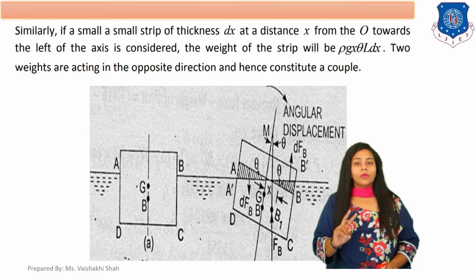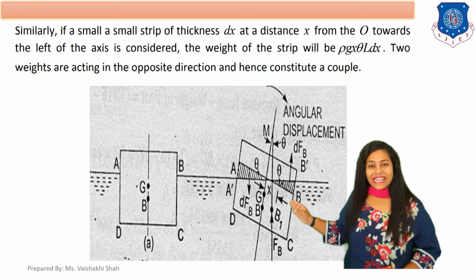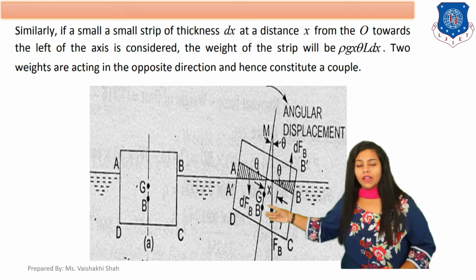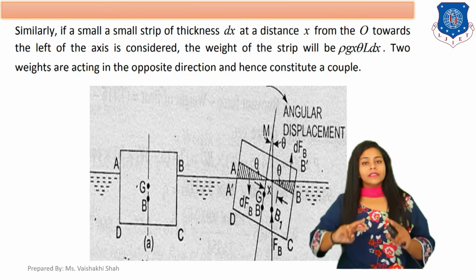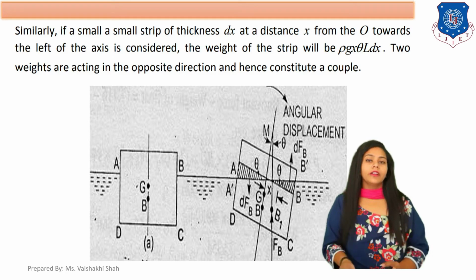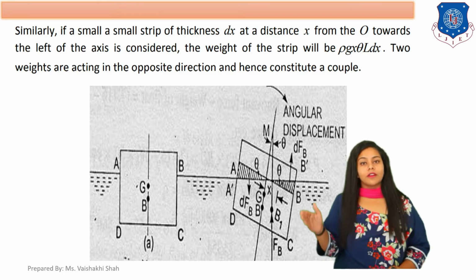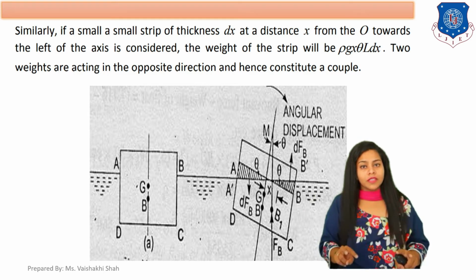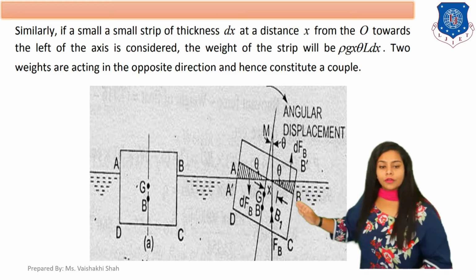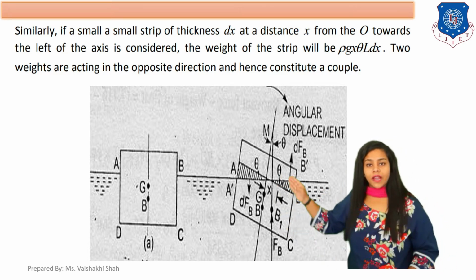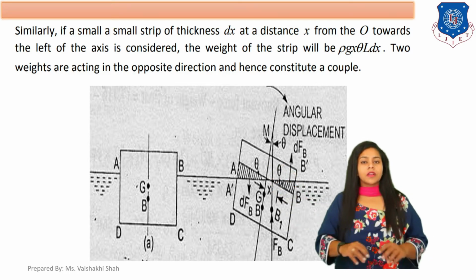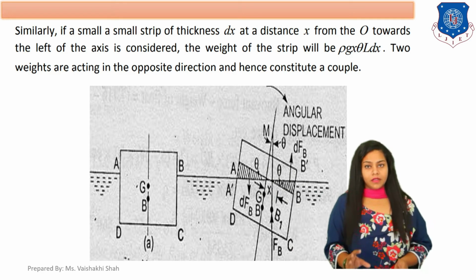Now both weights are equal and opposite, so that both form a couple. This couple fundamental you already studied in your subject mechanics of solids. If there are two equal and opposite forces, they form a couple. So here the first weight in triangle OB'B and the second in triangle OA'A form a couple.